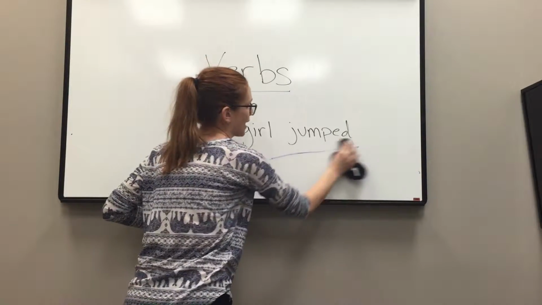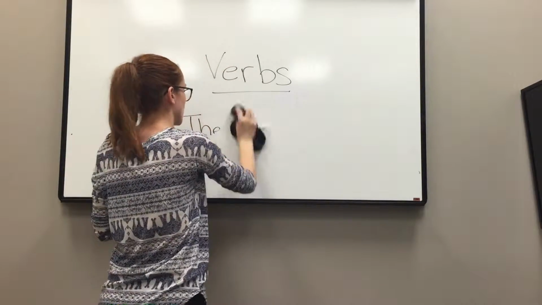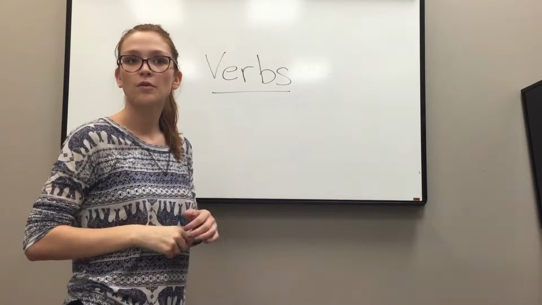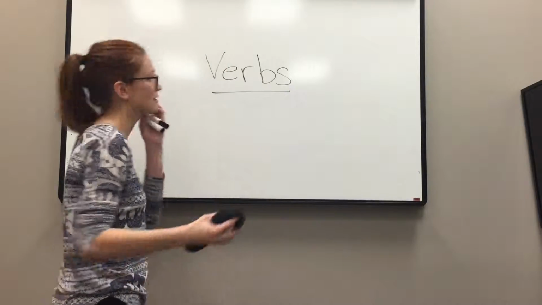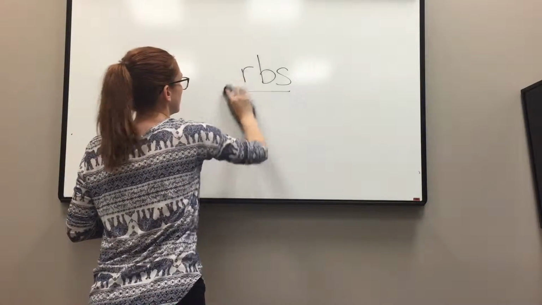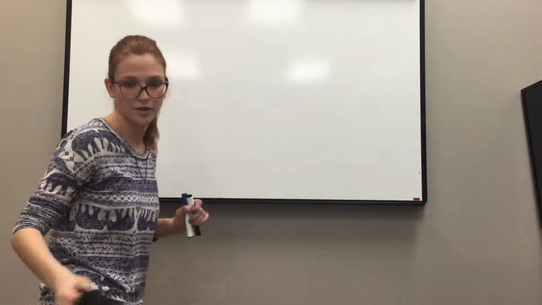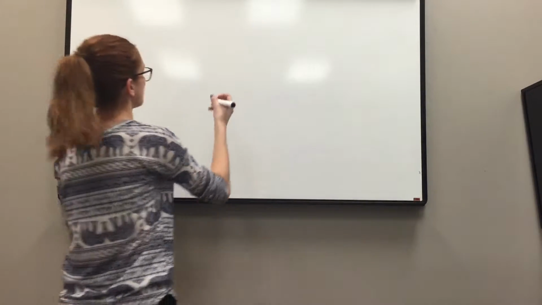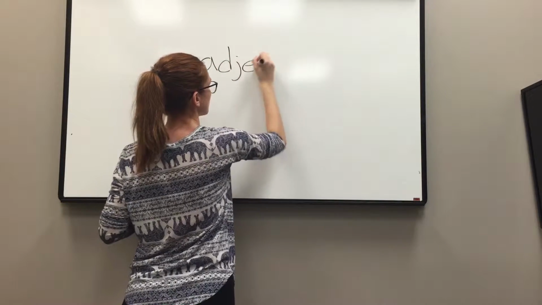What are some other actions that we do? I heard walk, that's a good one. Talk, we run, we spin. Great ideas, perfect. So verbs are our action words. It shows what we are doing. Okay, now let's move on to adjectives.